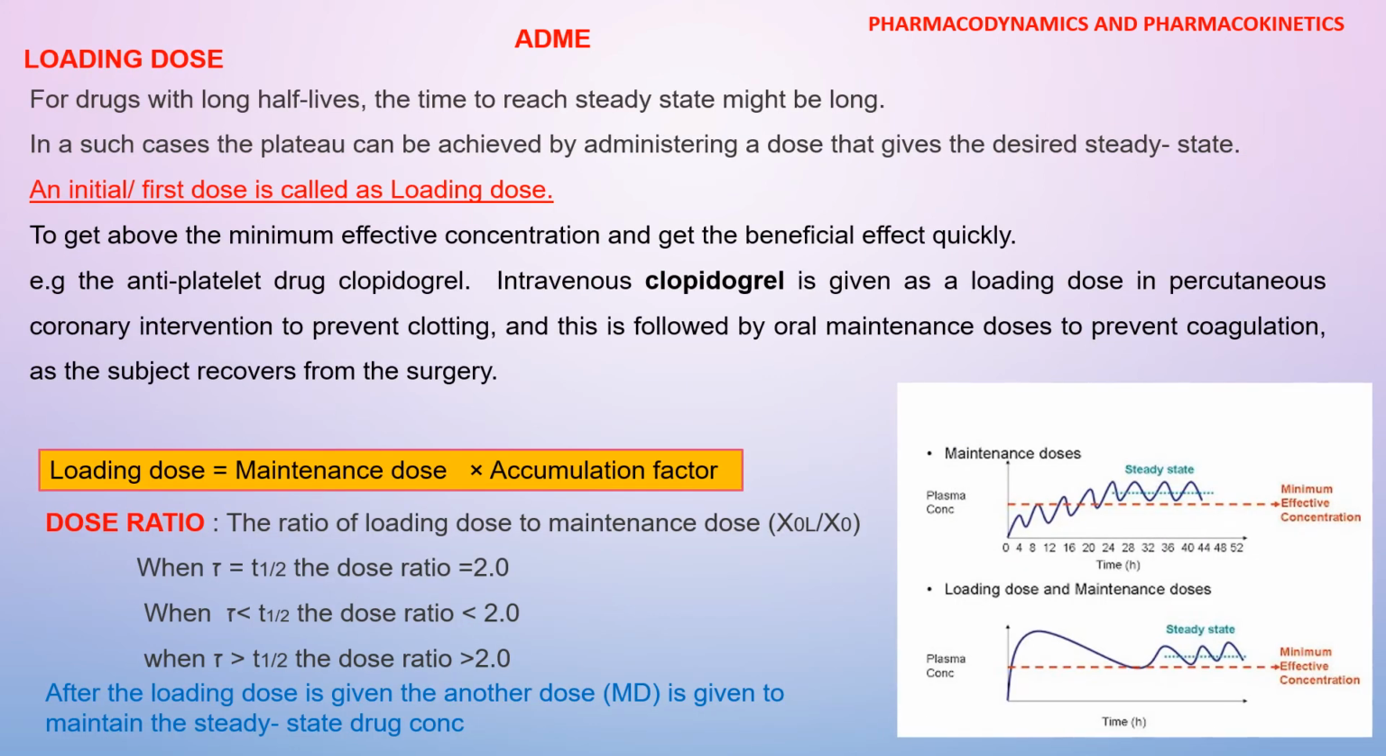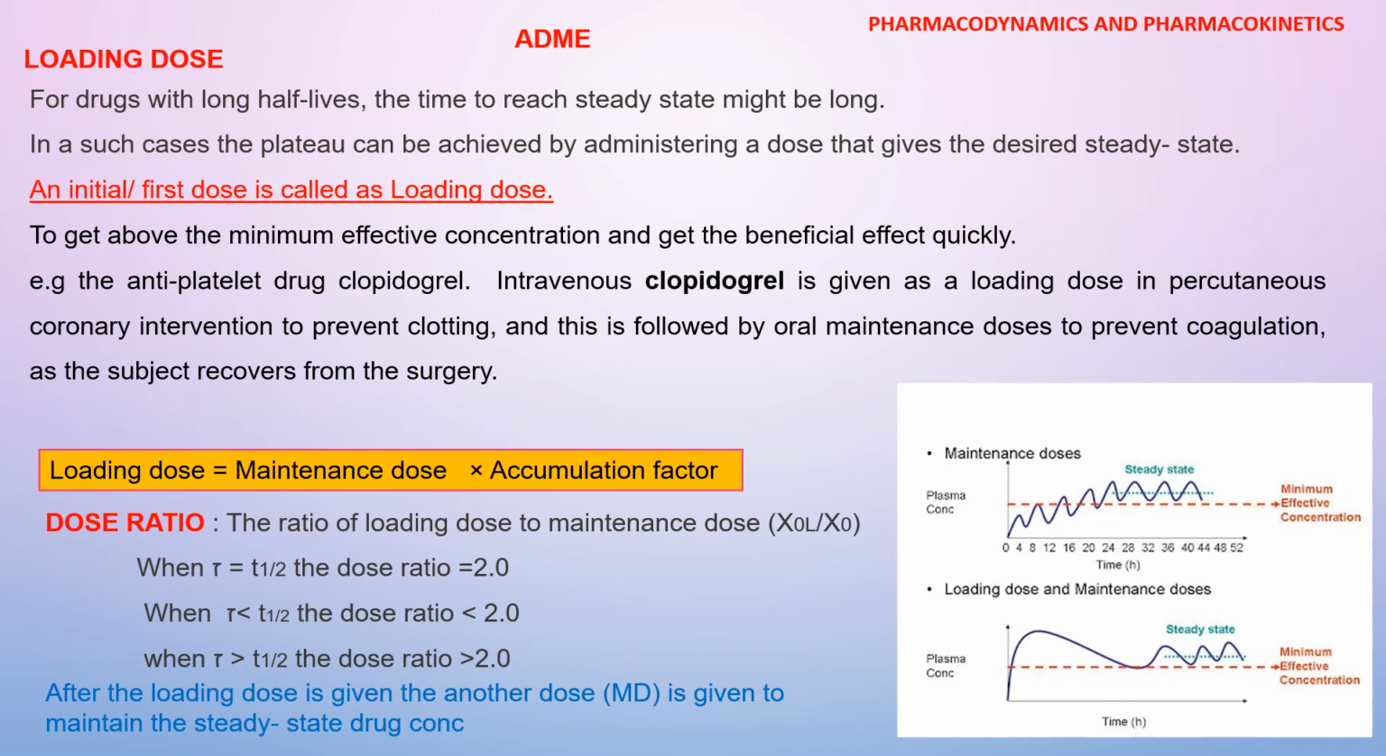Loading dose. Any drug to show its effect should reach a steady concentration. In certain drugs with longer half-life, it is achieved after a very long time. To overcome this and to achieve a minimum effective concentration, the first dose administered to the subject is of higher concentration, followed by the maintenance dose later at regular intervals.